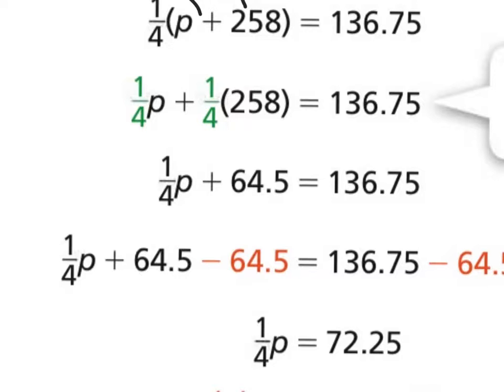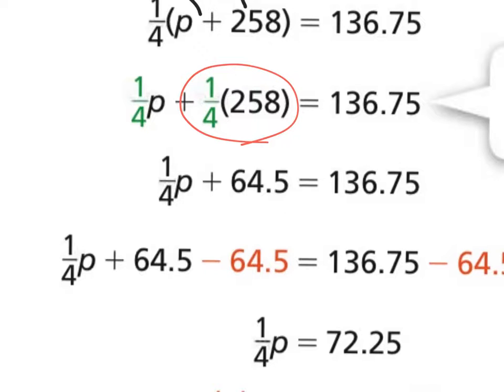There are two ways of doing it. One way to find 1/4 of something is dividing it by 4, so 258 divided by 4. Another way, since 1/4 is a nice decimal, is 25 hundredths. You could say 0.25 times 258. That would be how we get that 64 5/10.